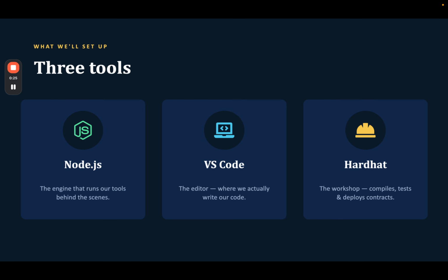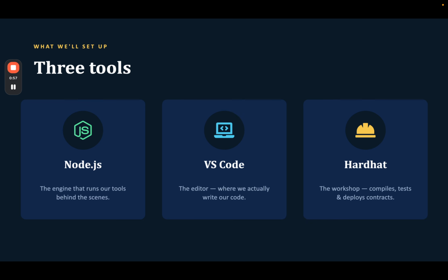So first thing that we need is Node.js. This is our engine, our runtime environment, and I'm pretty sure that a lot of you guys who would be working on this would be familiar with what Node.js and JavaScript environment is. The editor that we are going to use is VS Code, and Hardhat is our tool to compile, test, and deploy the contract. So these are the three main things that we are going to focus on initially.